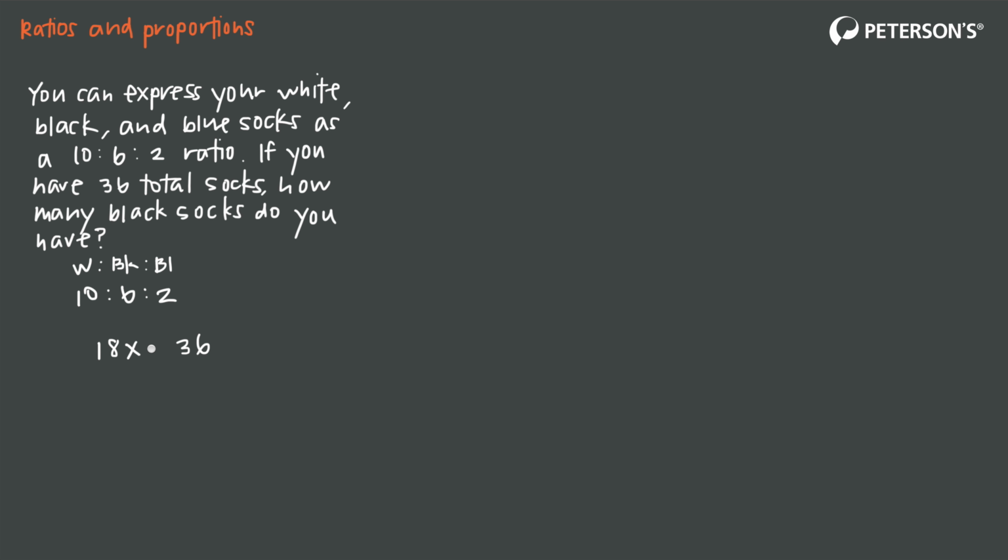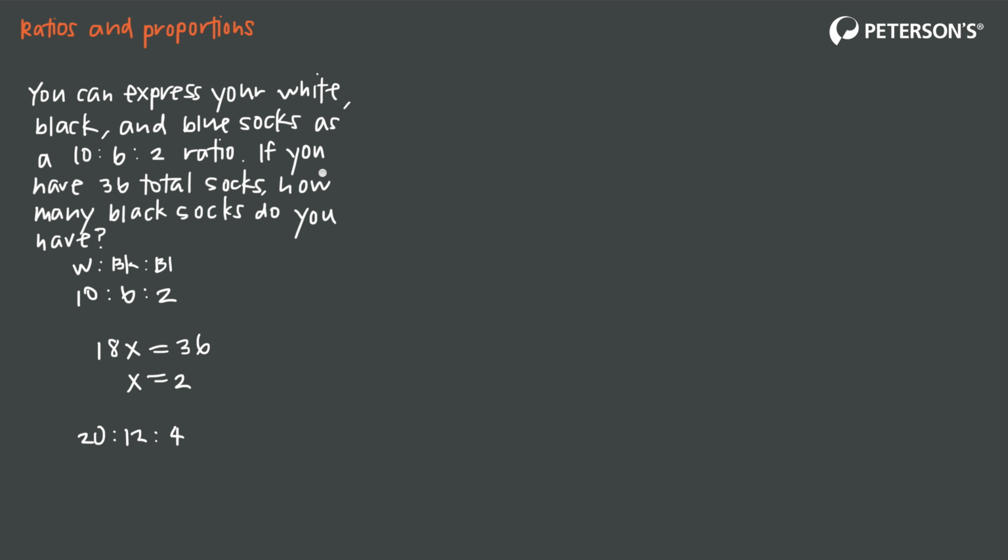I'm going to have to multiply this by something in order to get my total sock value. So if I say 18x is equal to 36, and then I divide both sides by 18, I get x equals 2, which means I need to multiply all the values in my ratio by 2 in order to get total socks. So if I write this instead as 10 times 2 is 20, 6 times 2 is 12, and 2 times 2 is 4, I get the ratio 20 to 12 to 4. Now 20 plus 12 is 32. 32 plus 4 is 36. So there's my 36 total socks in the white to black to blue ratio.